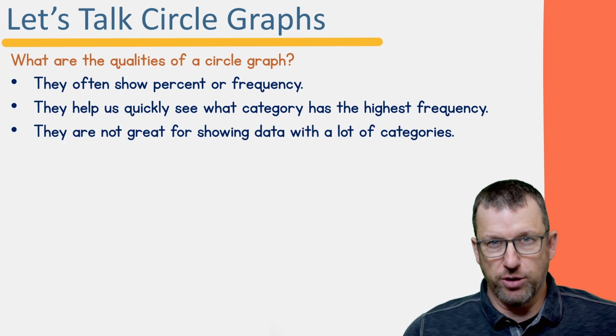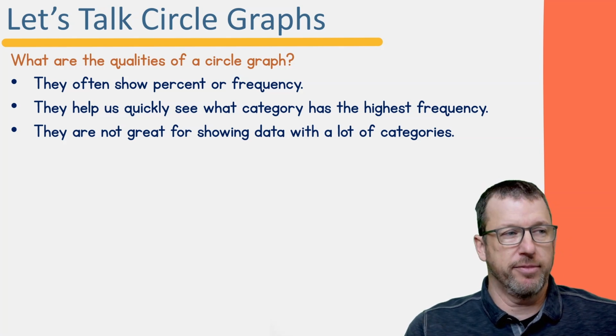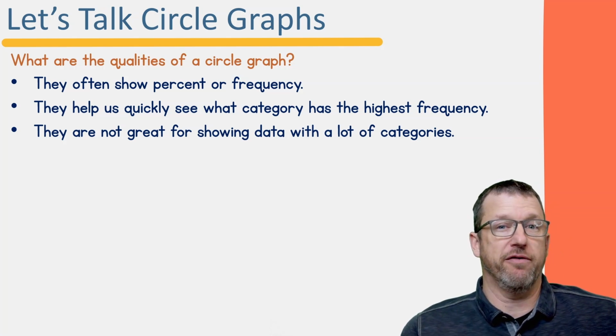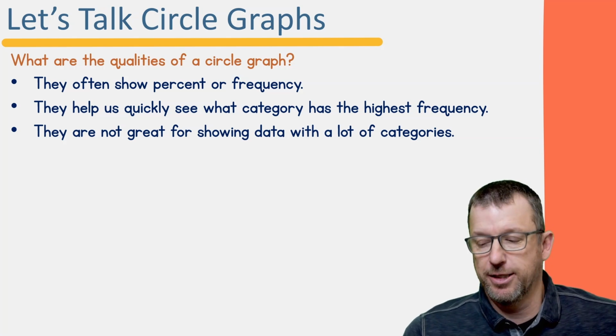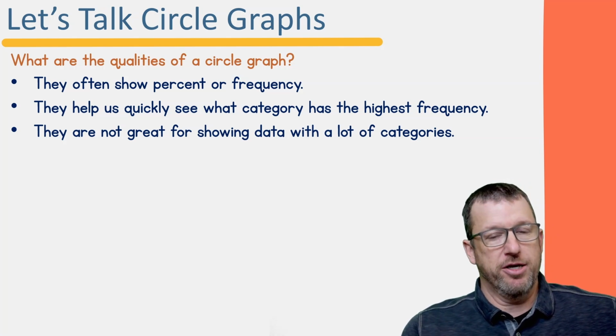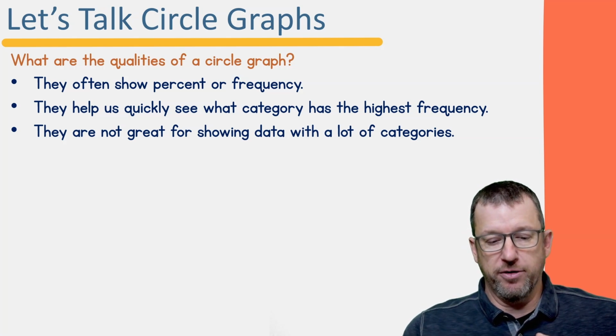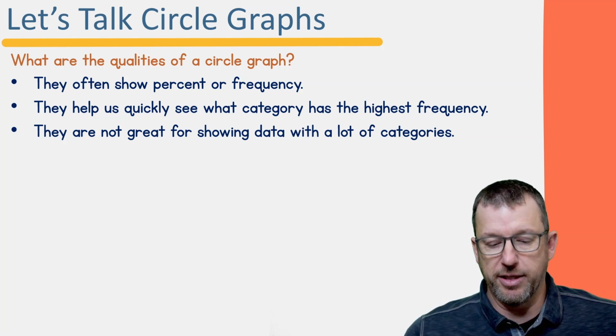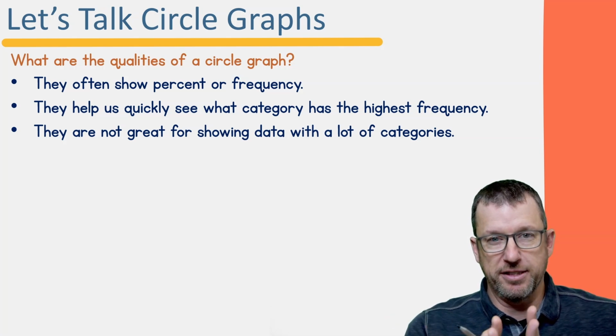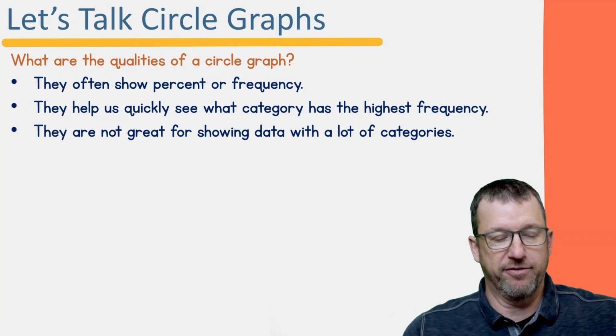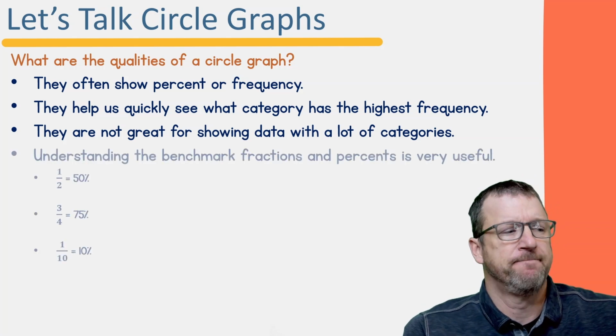Okay. Next, they're not great for showing data with a lot of categories. So think about that circle that you're looking at, and most of those circle graphs that I just showed you had 4, 5, or 6 categories. Typically it doesn't go much bigger than that. You might get 7 or 8 categories, but the danger with getting bigger than that is all of your pieces are going to be so small, because the more categories you get, the more pieces of pie you get, and the smaller they'll have to be, and it'll be confusing to read.